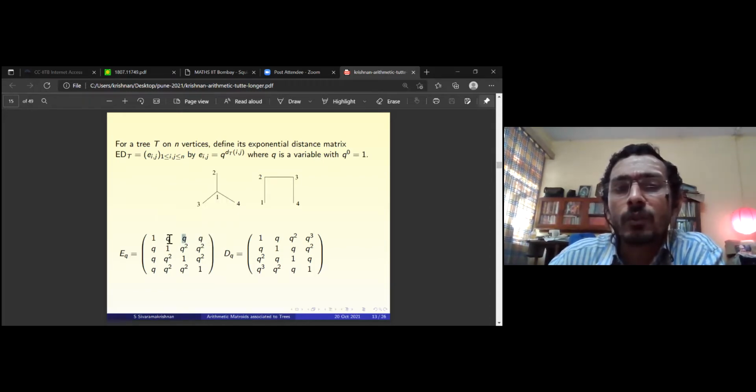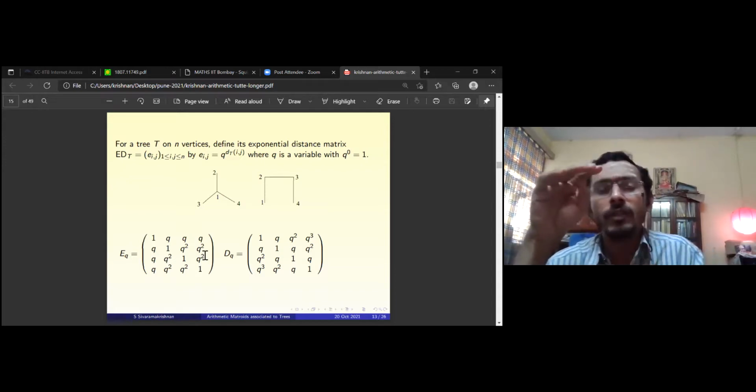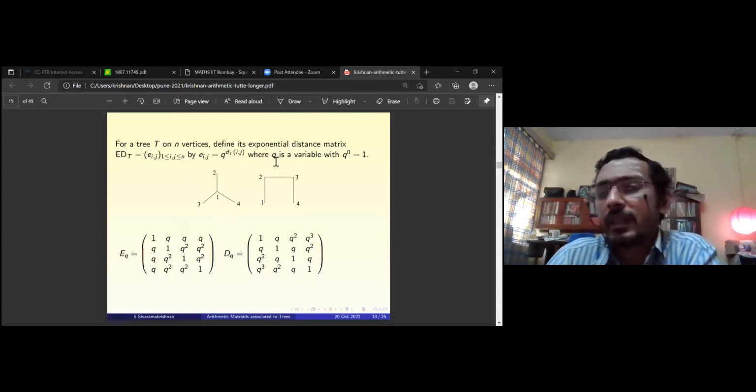All these things are q to the 1, because you have q to the distance between vertices. Between 1 and 2 the distance is 1, 1 and 3 distance is 1, 1 and 4 distance is 1. So that's why the first row will be 1 q q q, and the first column will be 1 q q q. The off-diagonal entries in the submatrix restricted to vertices 2 to 4 will all be q squared, because at distance 2 you can go from 2 to 3, 2 to 4, and 3 to 4. And likewise here you will get something similar.